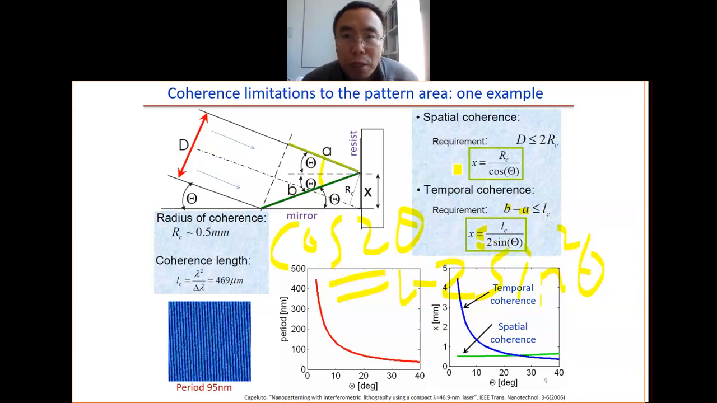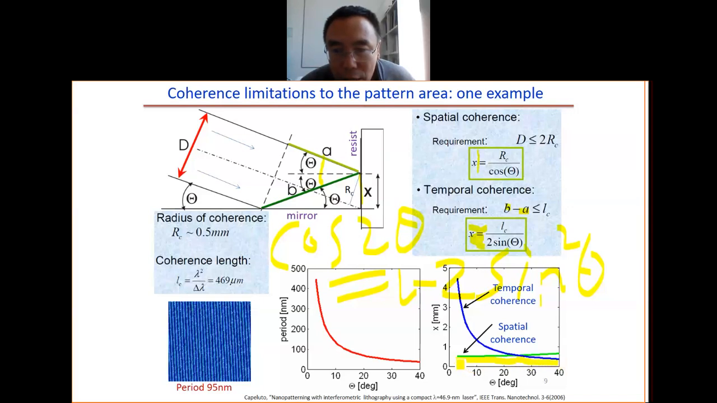So this is the requirement by the spatial coherence and temporal coherence. What do we need? We need the x value smaller than both. If this is x1 and this is x2, the x value should be smaller than x1 and also smaller than x2. This corresponds to the temporal coherence x2. This green color is the spatial coherence x1. So for the good area, x should be smaller than both. That means only this area.